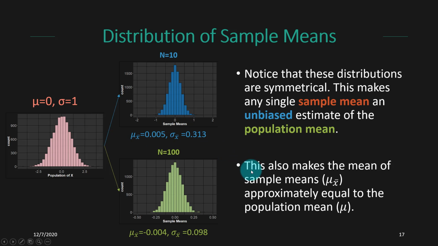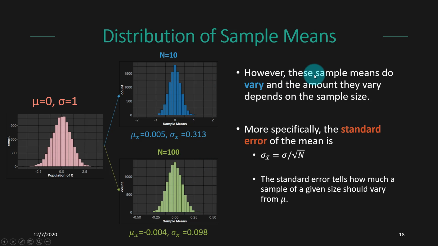This also then makes the mean of the sample means, what we're writing as mu sub x bar, approximately equal to the population mean. And indeed, if we increase the number of samples here, eventually this would converge on precisely 0, and they would be exactly equal.